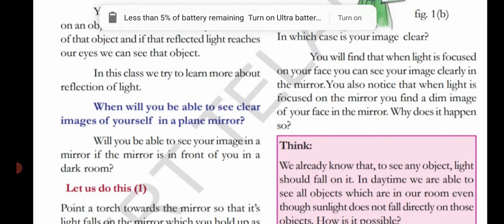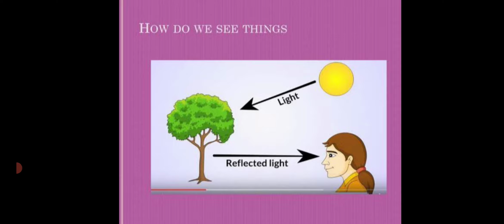How do we see things? When light falls on the tree, it reflects that light onto our eyes. Then we could see the object. Only then could we see that tree.